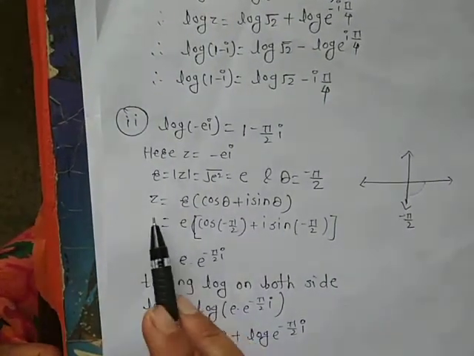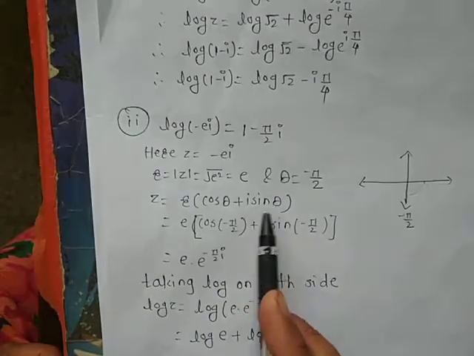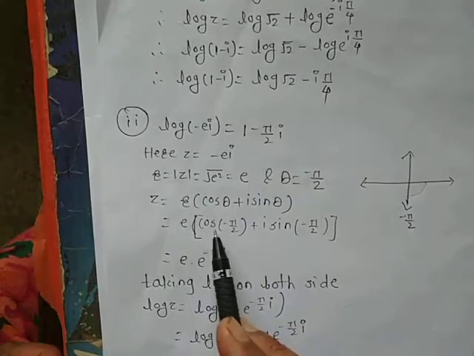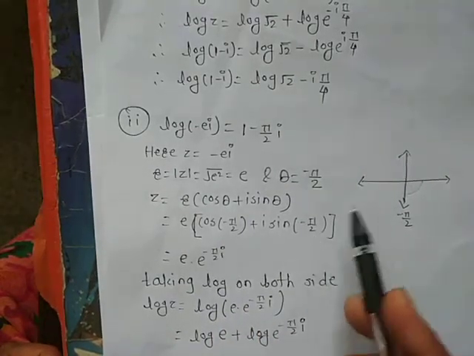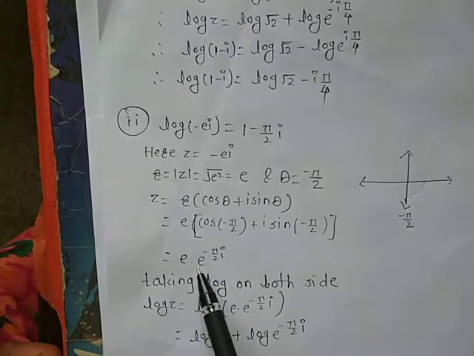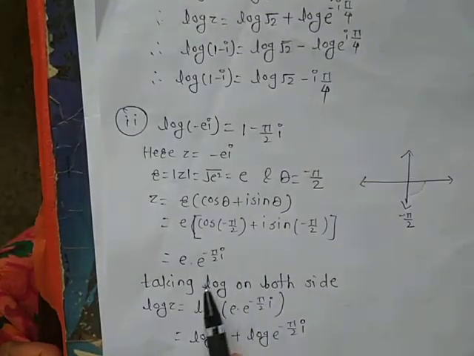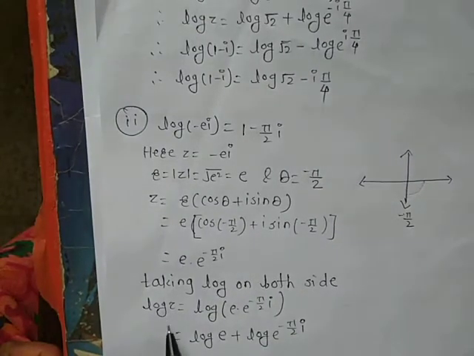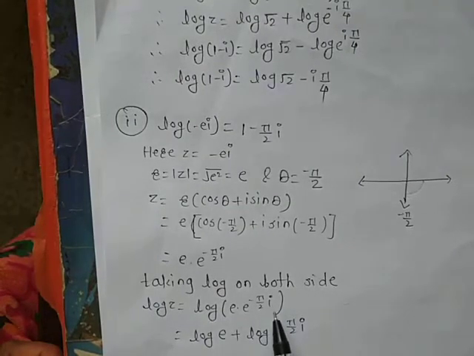So z is equal to r into cos theta plus i sin theta. Here r is e, cos of minus pi by 2 plus i sin minus pi by 2, which is equal to e into e raised to minus pi by 2 i. We will take log on both sides. We will get log z is equal to log of e into e raised to minus pi by 2 i.